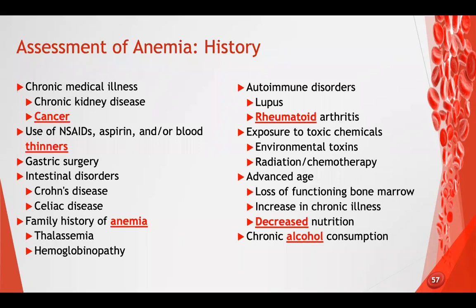If they've been exposed to any toxic chemicals, and of course advanced age, because in some individuals they can lose the functioning of bone marrow. They'll have an increase in chronic illness, a decrease in nutrition, and chronic alcohol consumption is something else that we also have to take into account.